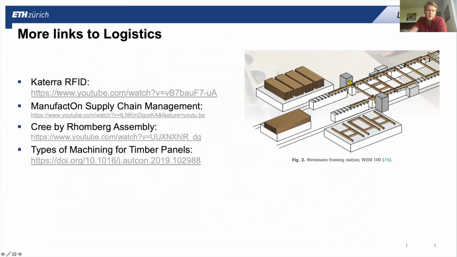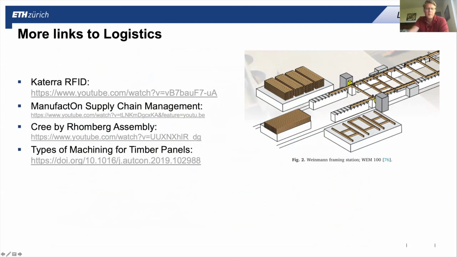Here's a nice video about Katerra's RFID system. Manufacton is an emerging company that deals specifically with supply chain management for industrialized construction. There's a nice video of the assembly process by the Kriebe-Romberg system. They're just across the border in Austria, and they have a very nice Lifecycle 1 tower that they made a video of. And here's a really nice paper.